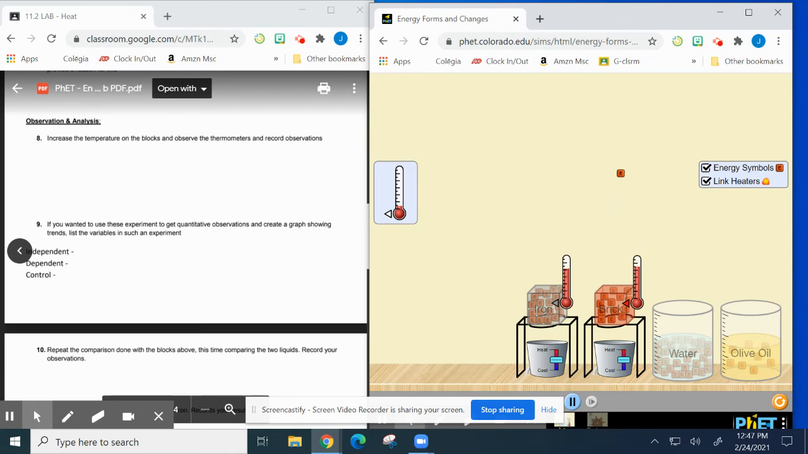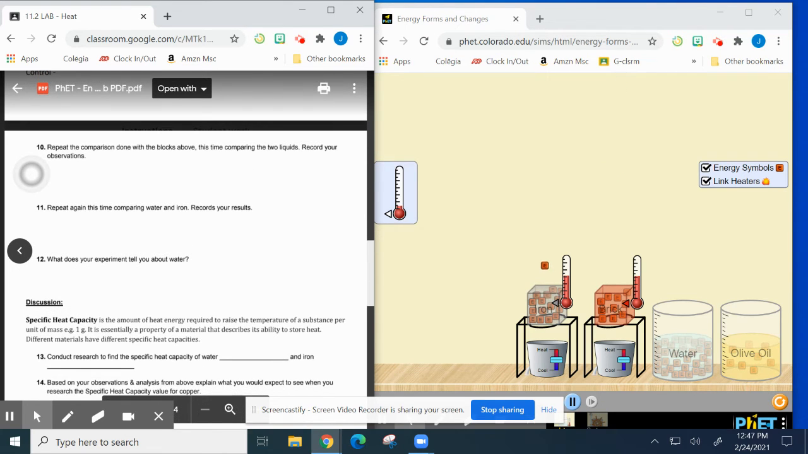So you would create what would be the independent variable? That's the one you're controlling, right? That's the amount of heat you're adding. The dependent variable would be the temperature, right? Because that's what you're measuring. And the control, I don't know, who cares?